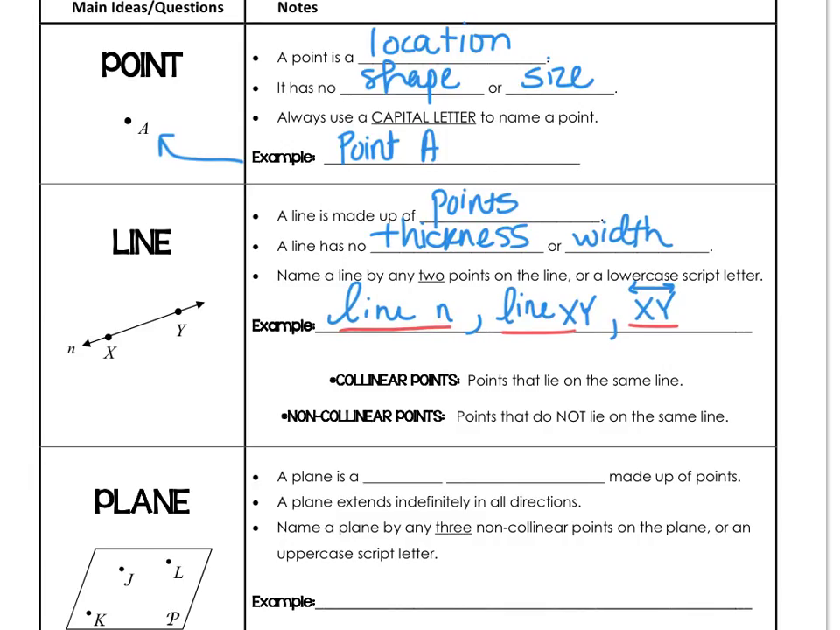A couple terms to consider here. Collinear points refer to points that lie on the same line. So in this case, X and Y are collinear points. Non-collinear points are points that do not lie on the same line.